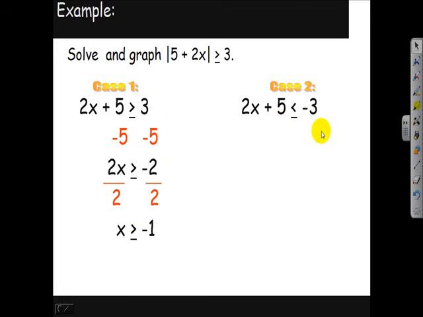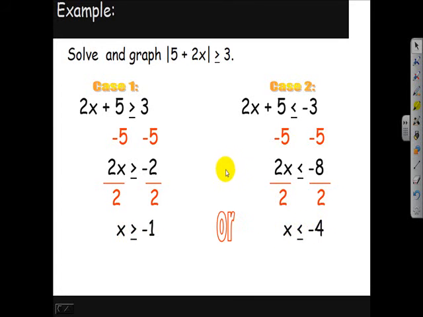Subtract 5 from both sides on case 2. 2x is less than or equal to negative 8. And divide by 2, and x is less than or equal to negative 4. If this is a greater than, it has to be an or, but if we think about it, is there any number that's greater than negative 1 and less than negative 4? Well, no, there aren't, so it has to be an or.